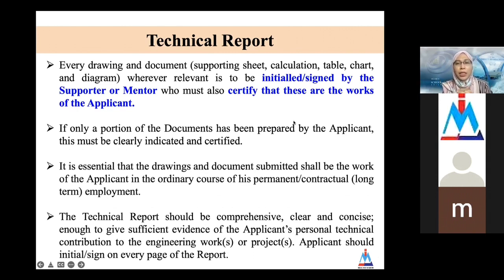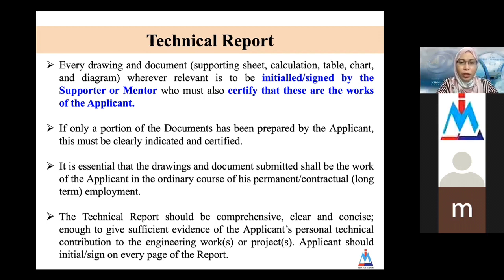So every drawing document, wherever relevant, should be initialled or signed by the supporter or mentor who must also certify that these are the works of the applicant. Normally kalau chemical engineering, you have to have the mentor of chemical engineering lah. Unless a mentor which kalau company you dah ada PE, okay, it's better lah. Kalau you tak ada PE, so you have to find a mentor from outside. So bila panggil mentor daripada outside, you kena ada logbook skill lah. That one is another issue lah kan.